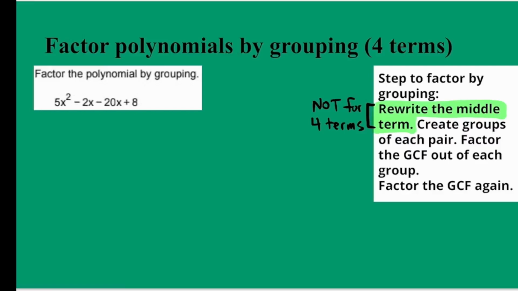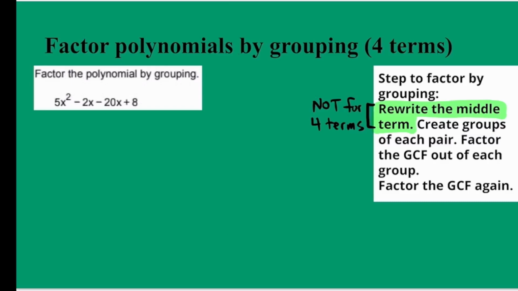Factor polynomials by grouping 4 terms. So there are different types of problems that you can factor by grouping. For if we have 4 terms, we are not going to rewrite the middle term. We are going to skip that and just go into the rest.